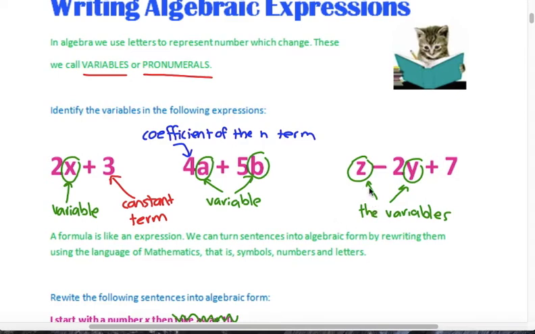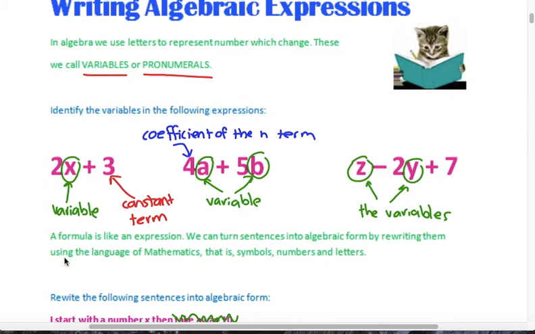Here the variables are z for this one. What would its coefficient be? It would be 1. The variable in this term is y, and this one doesn't have a variable because it's a constant term. Makes sense, doesn't it? So we've got z and y as variables. Negative 2 is the coefficient of the y term. It's not positive 2, it's negative 2. 1 is the coefficient of the z term. 7 has no coefficient because it's not multiplied by a variable. It's a constant term, and so on.